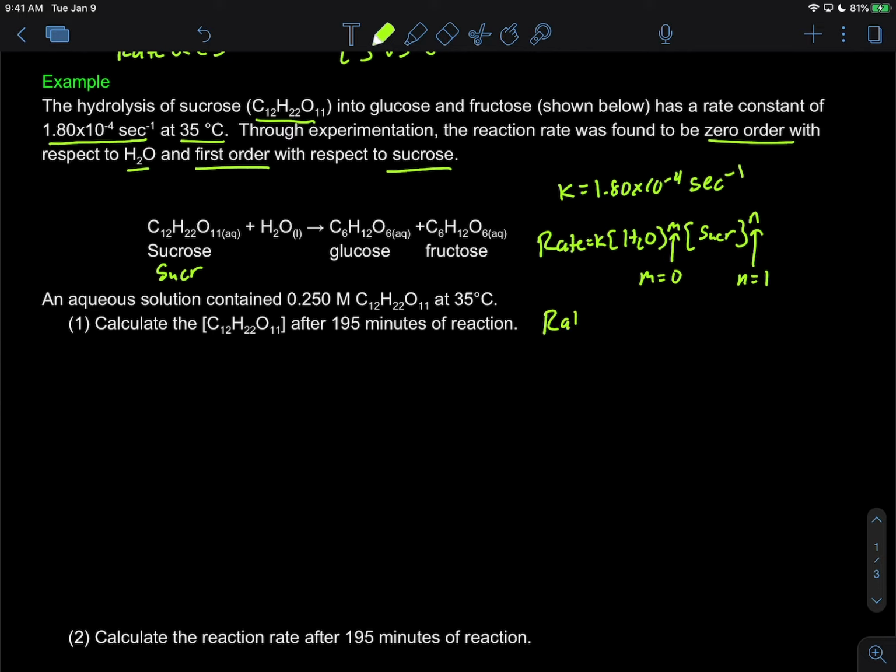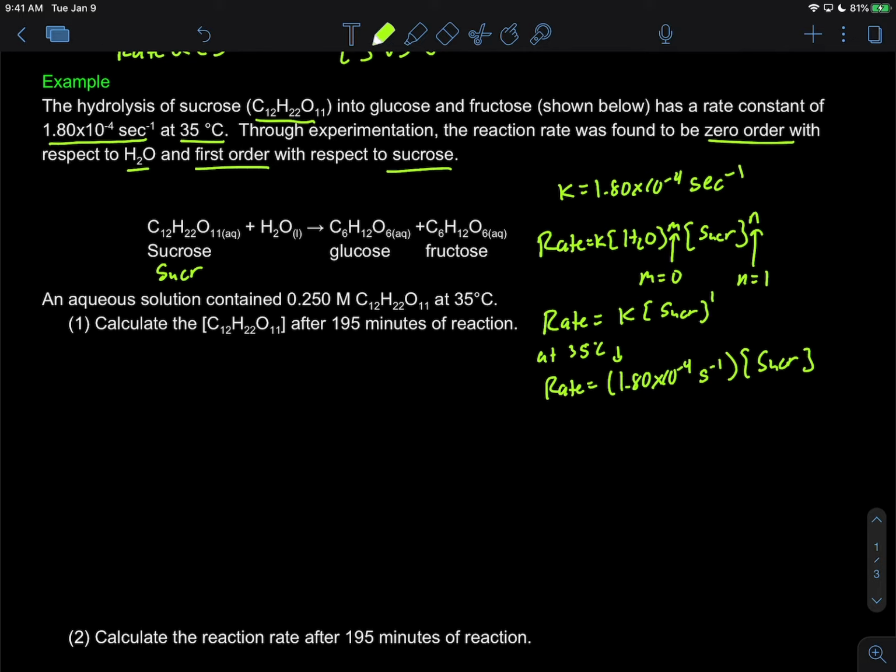So now we can simplify this and say our rate is k times the sucrose concentration to the first order. And also, if we're looking at 35 degrees Celsius, we could narrow it down even more and say our reaction rate is equal to our rate constant, 1.8 times 10 to the negative fourth inverse seconds, times the concentration of sucrose to the first order. And so we got that all from the information we knew about our rate constant, and then maybe we had collected some data already about the order with respect to sucrose and water.